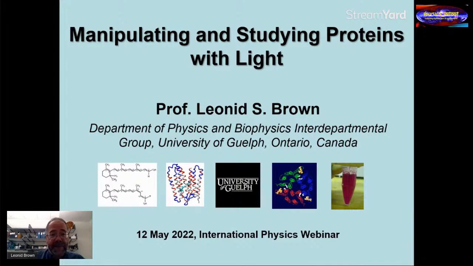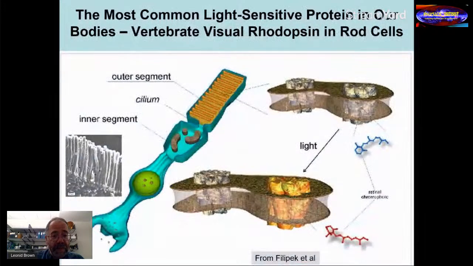So let's talk about proteins. You probably know that most proteins do not absorb visible light. They are colorless, but there are exceptions. And the most striking exception you're all familiar with are proteins responsible for our vision. We all have them in our eyes, and they're called visual rhodopsins.